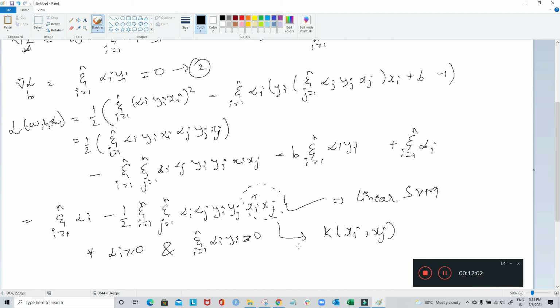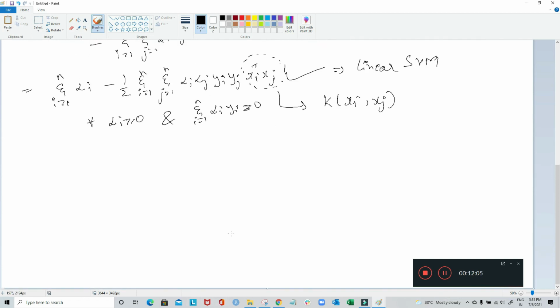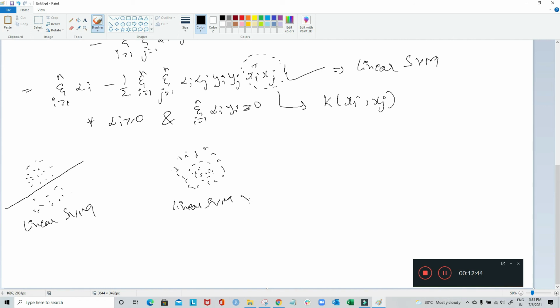Why kernelization is important is, if the points are linearly separable, like if I have a set of positive class points here and a set of negative points here, I can find a hyperplane which can classify these points to their respective classes. So for this, linear SVM is sufficient, right? And what if I have my data points represented like this? This is not linearly separable, right? So linear SVM in this case is not valid.